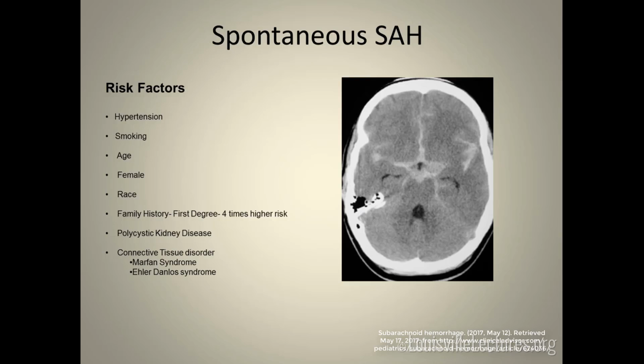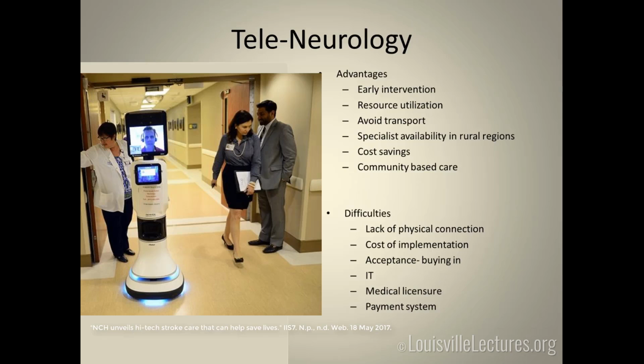And spontaneous subarachnoid hemorrhage is because of aneurysm unless proven otherwise. Big risk factors are hypertension, smoking, and any family history; there is a very high risk of aneurysm if it runs in the family. Patients who have some connective tissue disease can also have aneurysm.